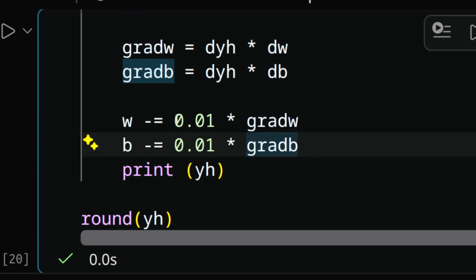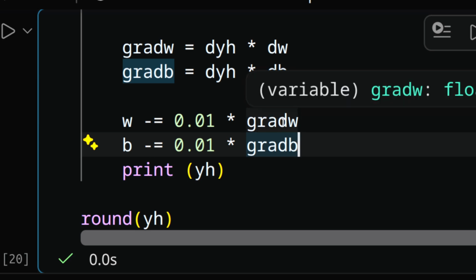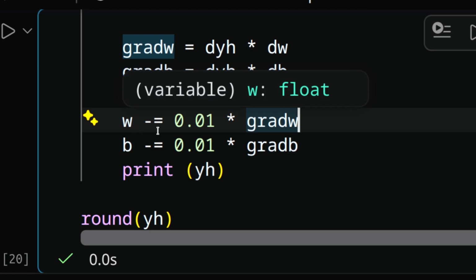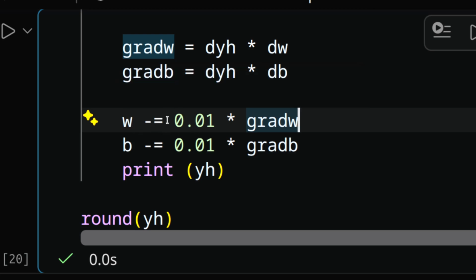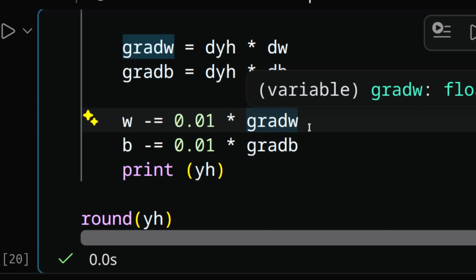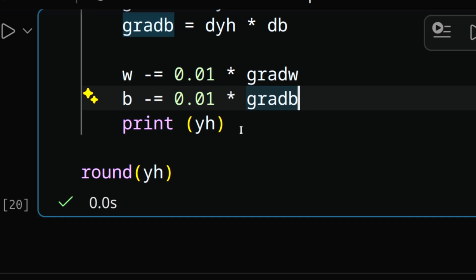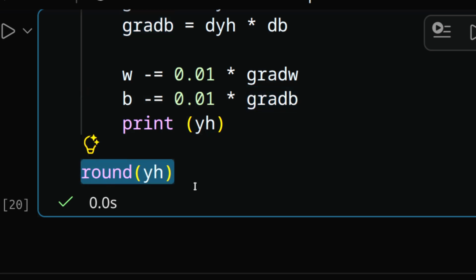So it comes out to be the learning rate times the gradient with respect to whatever variable you're going to change. So the new version of that variable is equal to the previous version, like the previous w, minus 1% in this case of the gradient with respect to w. And the same pattern for the bias. And then this prints out each result from each iteration so that you can see it learning. And then this prints the rounded final result.